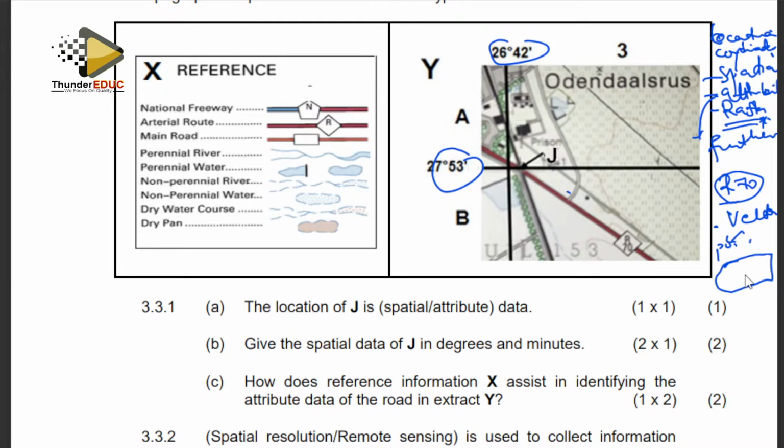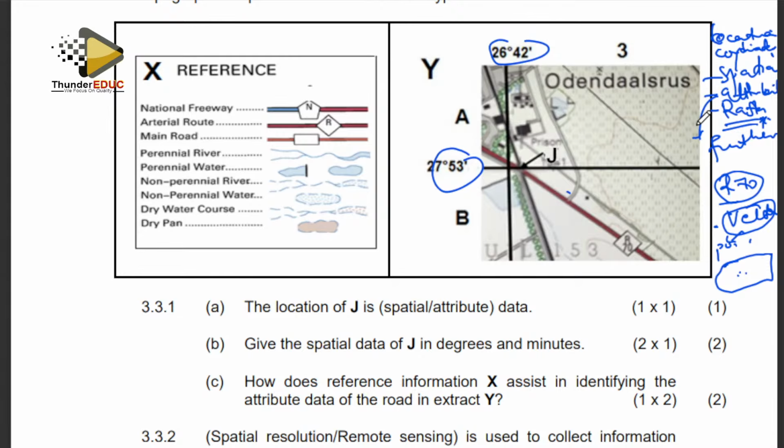It forms a shape. So a dam, a river, a road, a spot height is an example of what? Of vector data, but in different portions. A point, spot height. A river is an example of a line. A dam is an example of a polygon. So it is categorized all under vector data.